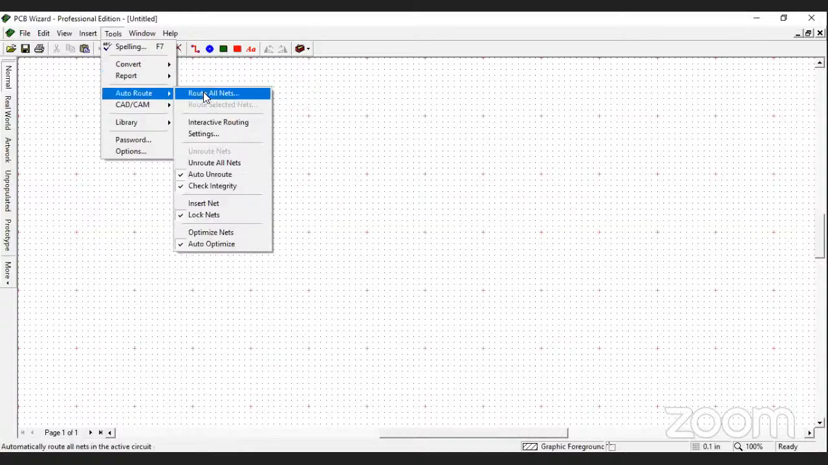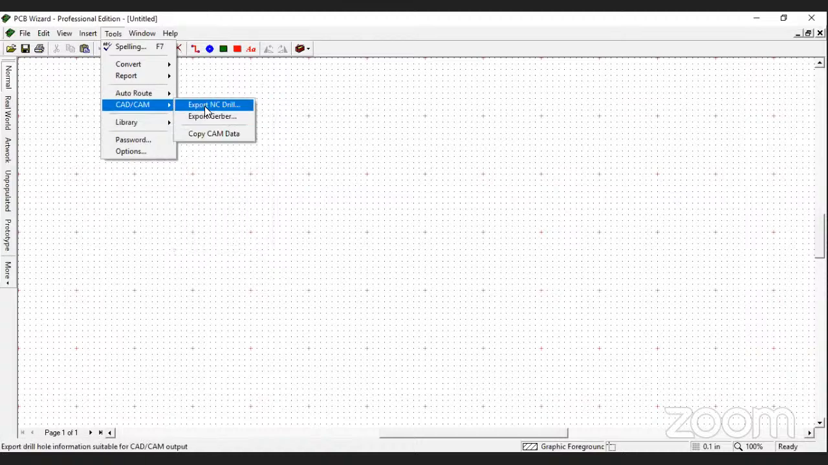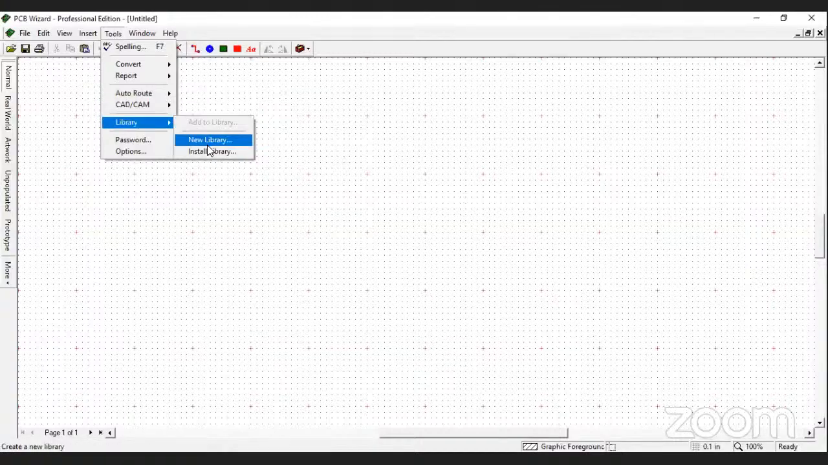Then auto route all nets, interactive routing settings, everything is available for auto routing concepts, right? Then CAD CAM, whether you want CAM data or to export a Gerber file for sending to the manufacturer, everything can be done over here. And libraries, if you want to add some new components to the library or install a new library from the internet, you can add it here. You can have add library here, depending on what options you want. But mostly all the components essentially required for a basic PCB design purpose are already given inside the software.